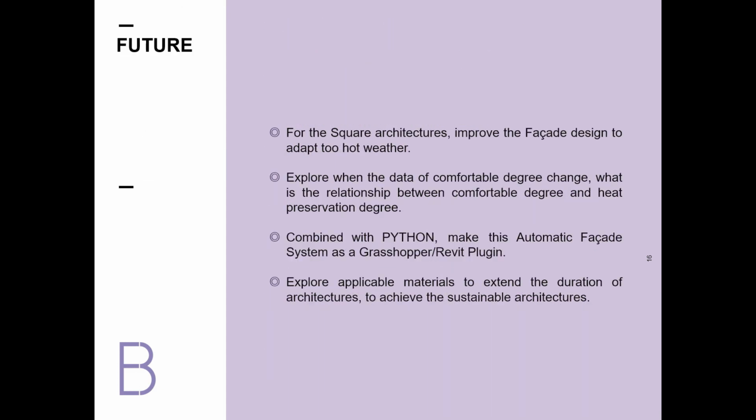In the future, for the square architecture, improve the facade design to adapt to hot weather. Explore, when the data of the comfortable degree changes, what is the relationship between the comfortable degree and the heat preservation degree. Combine with Python, make this automatic facade system a Grasshopper or Revit plugin. Explore applicable material to extend the duration of the architectures to achieve sustainable architectures in the future.